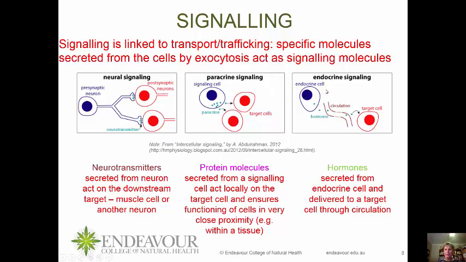And then the last type of signaling you've got is endocrine signaling. This is where you've got an endocrine cell, such as a cell in the thyroid. It releases a hormone, so you can see the hormone here. It then goes into the circulation, which is the bloodstream, and then it gets presented to a target cell that is further on down the track. So the 3 different types of signaling: neural signaling, paracrine signaling, and endocrine signaling.